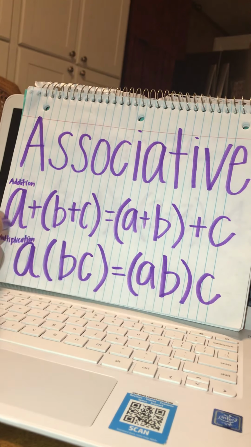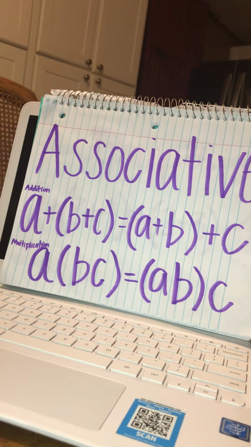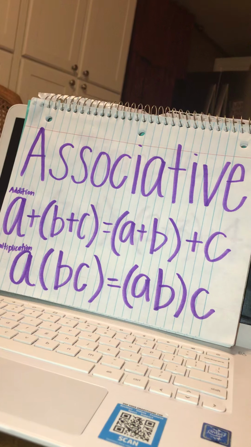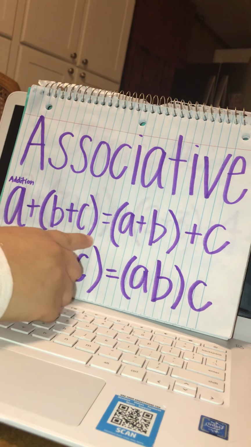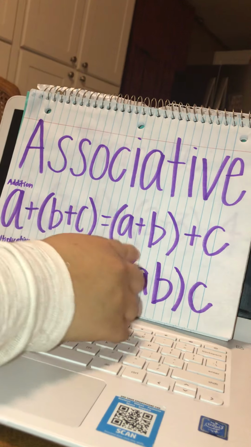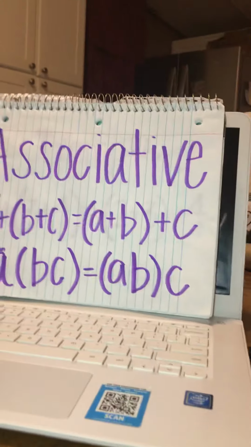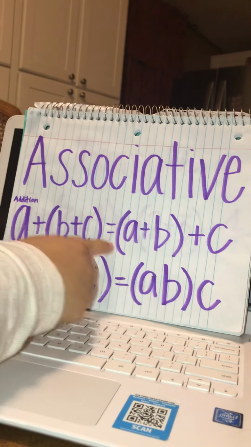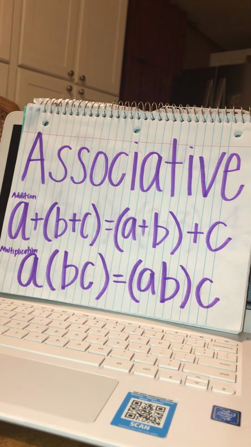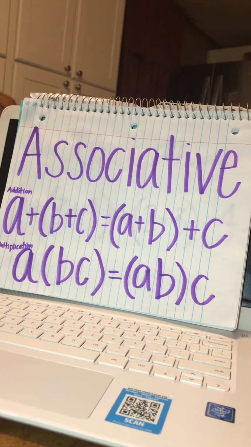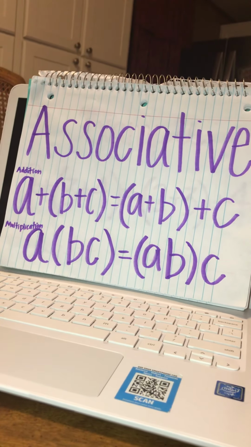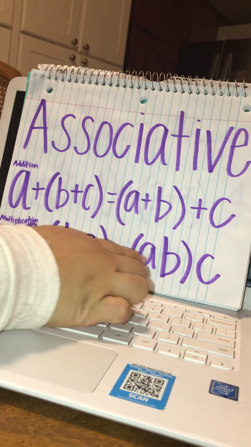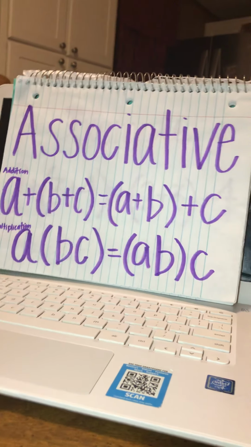If you can tell, you have the same variables in the same order. All you're doing is grouping two different variables. So in this first section, it's the B and the C you're grouping, but in this one, you're grouping the A and the B, which basically means you're going to get the same thing on this side and on this side. You're going to have the same solution, because all you're doing is grouping different variables. As for the multiplication, you have A(BC) equals (AB)C.